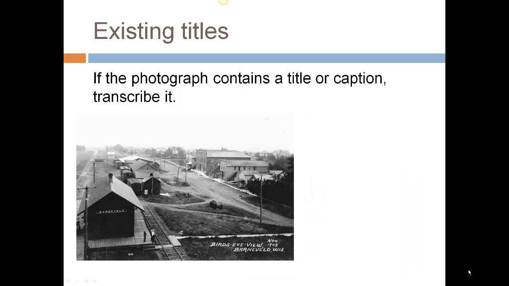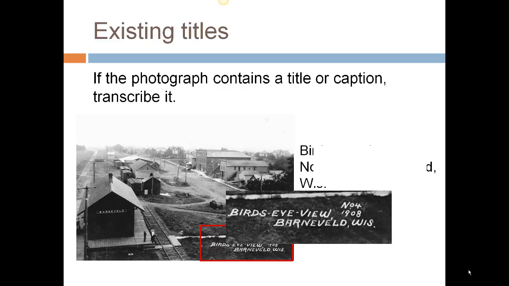In this example, we can see a handwritten title at the lower right corner of the image. So we'll copy it down as written. Bird's Eye View, number 4, 1908, Barneveld, Wis. And that will be our title for the photo.